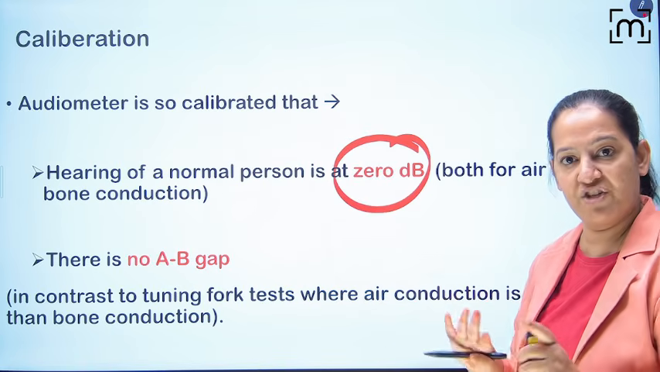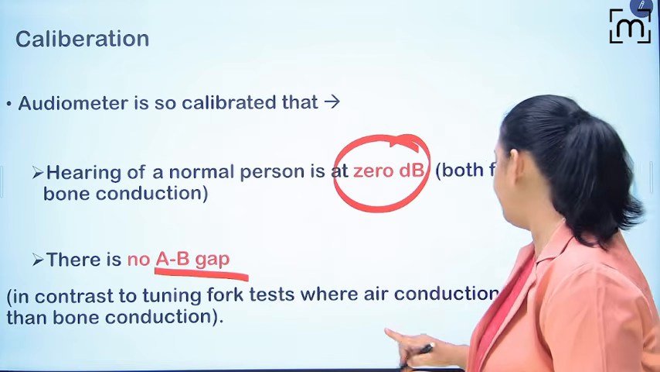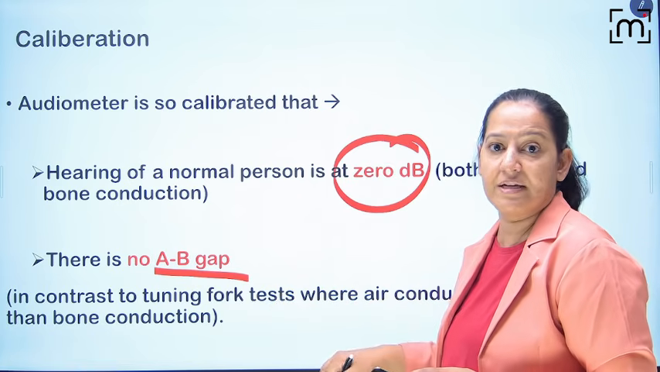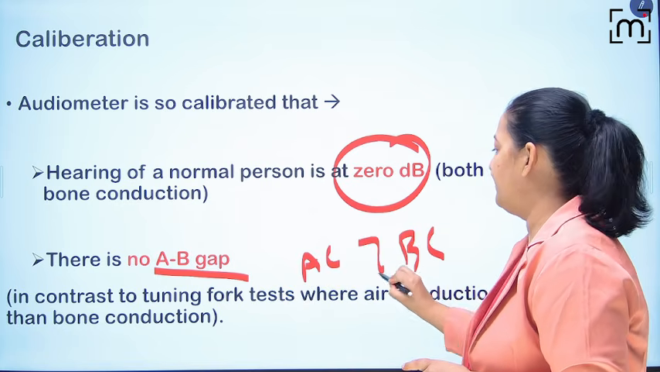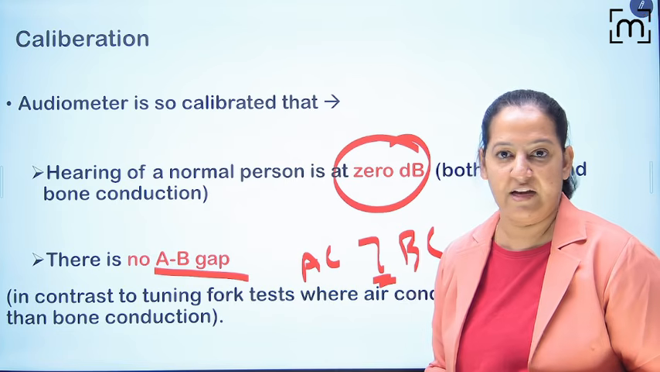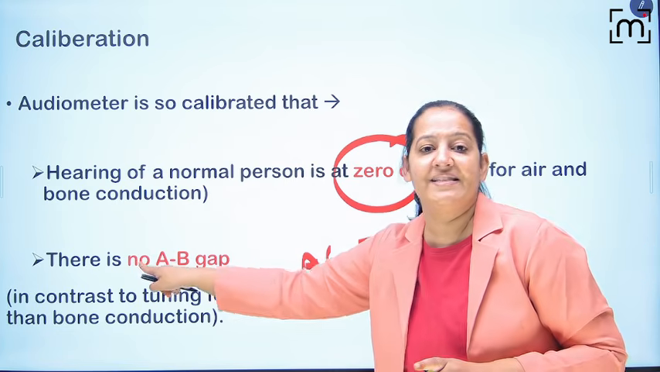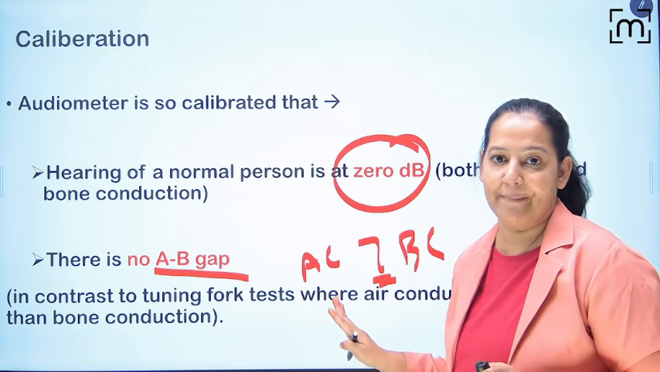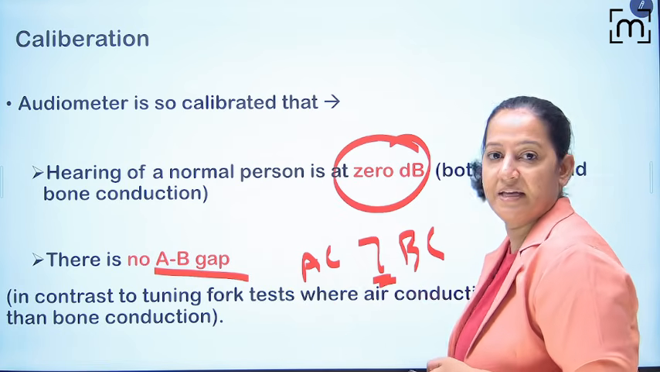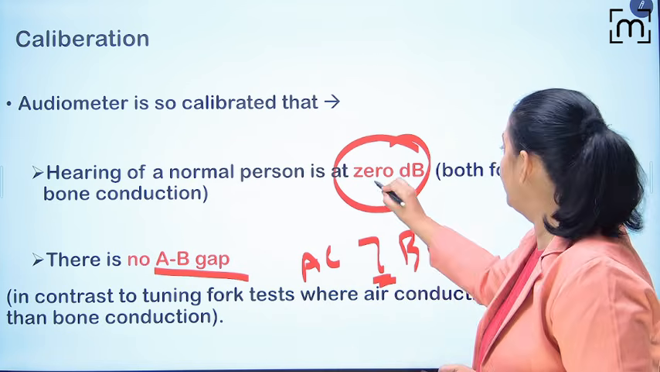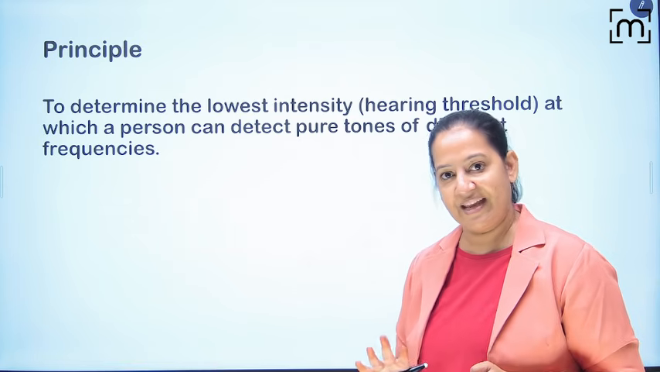It is calibrated for both air conduction and bone conduction, and there is no air-bone conduction gap. In contrast to the tuning fork test, where AC was greater than BC, here AC and BC are equal. There is no gap, known as the AB gap. AC and BC are equal. It is calibrated that at 0 decibel, a person can hear normally.